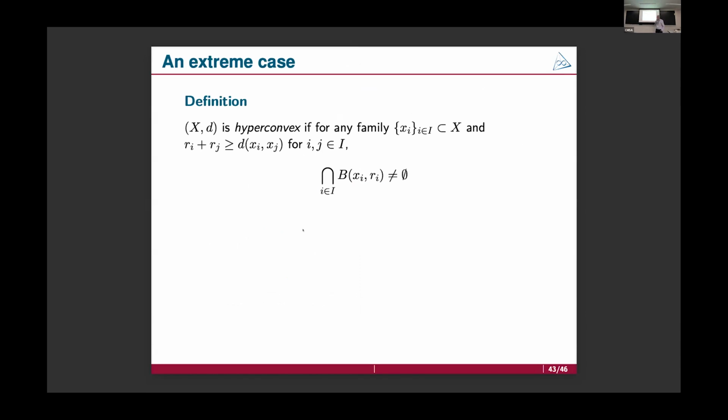Now, there's a class of spaces, hyperconvex spaces, that were already introduced by Aronszajn and Panitchpakdi in the 1950s, where you have this property. If you have a family of balls with centers xi and radii ri, and if the condition for pairwise intersection is satisfied in the connected space, then you require that you also have a multiple intersection. But this is a strong condition.